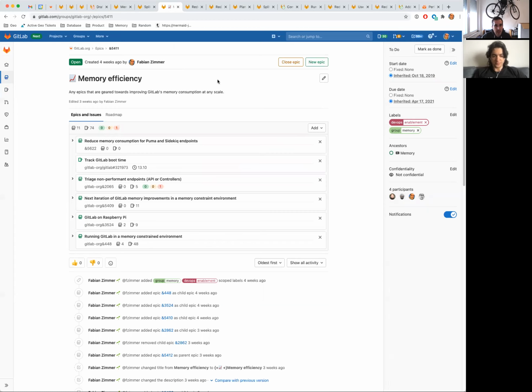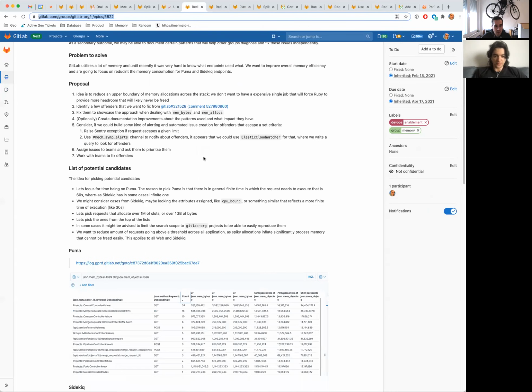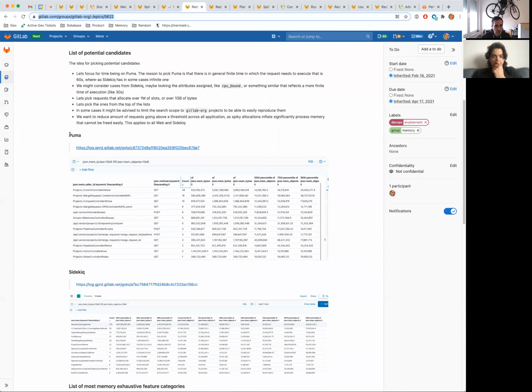And so we've recently added functionality that now allows us to measure per request and per worker memory allocation statistics. And that is really valuable because it allows us to go into our system and understand in detail what feature categories or what specific endpoints use how much memory. And this is going to be an area of focus for us going forward. We're going to focus on 2 specific components, Puma and Sidekiq.